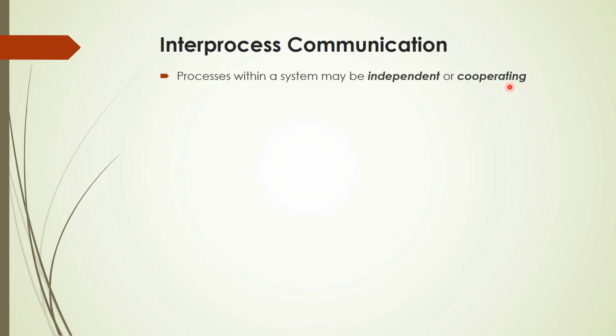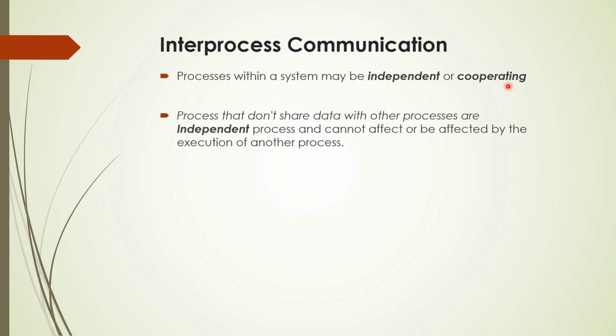So what is an independent process? An independent process is the one that does not share data with other processes and cannot affect or be affected by the execution of another process. As the independent process is not sharing data, it will not get affected and will also not affect any other process.